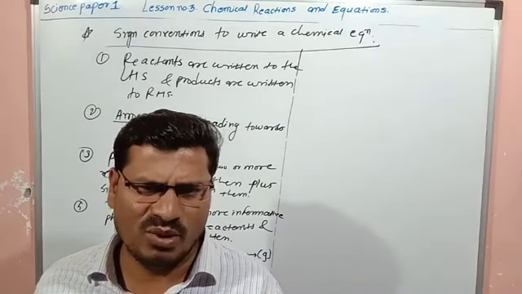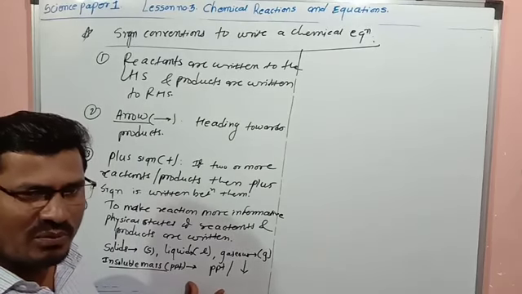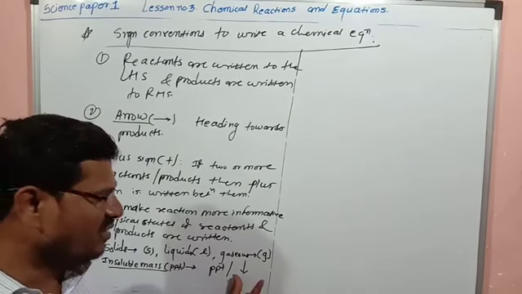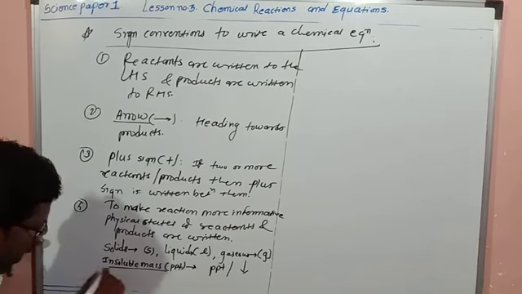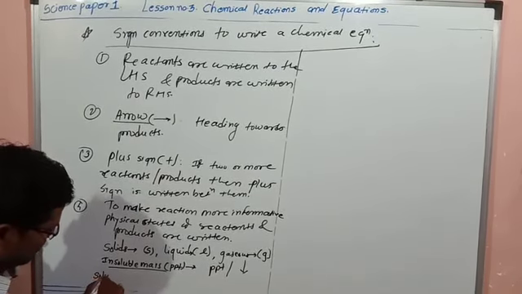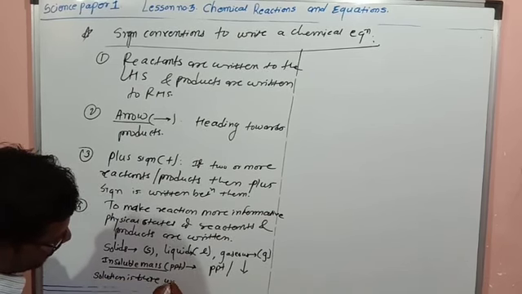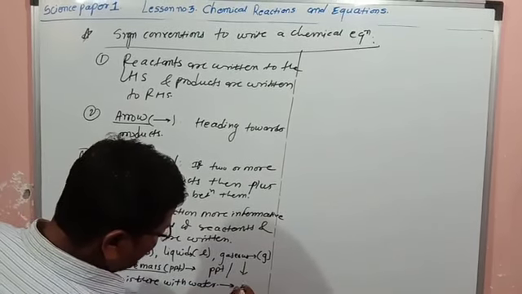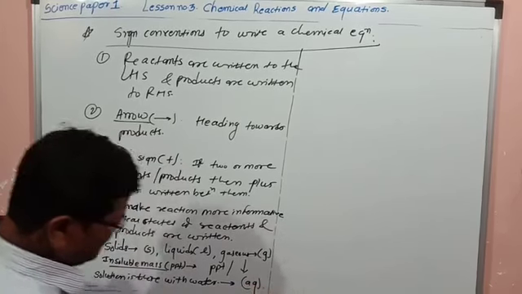If in the products an insoluble mass or precipitate is formed, then you write below that product PPT or a downward arrow. Next, if a reactant or a product is in the form of a solution in water, then to the right side of that reactant or product you write (aq) in brackets, for aqueous.